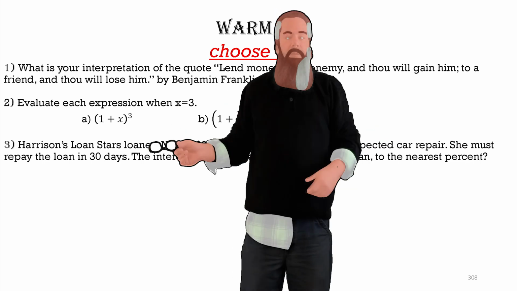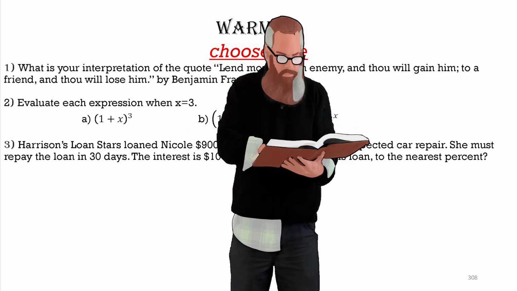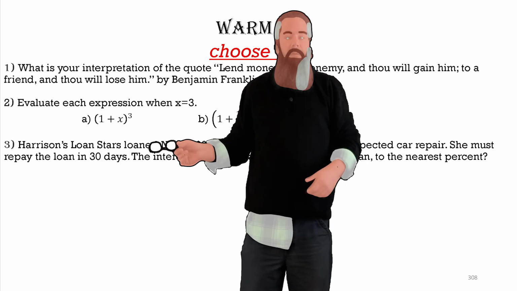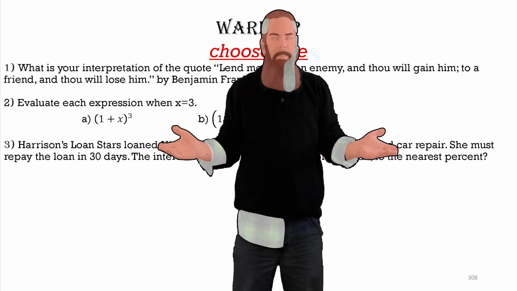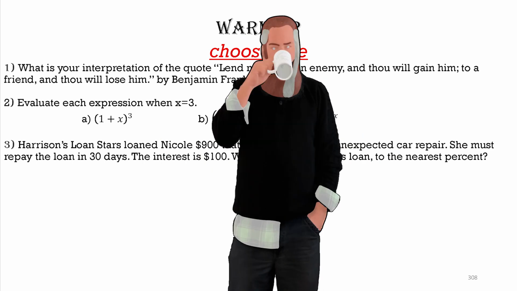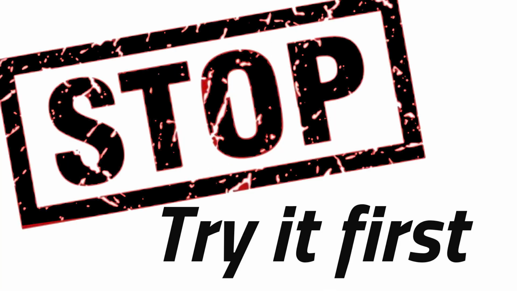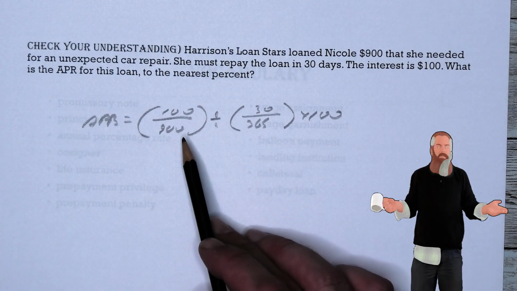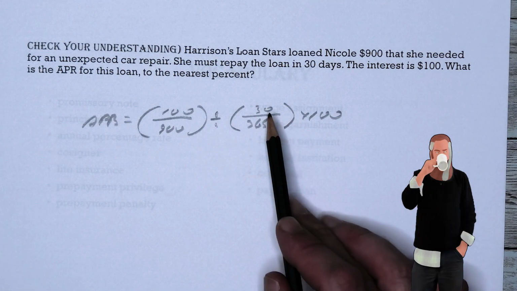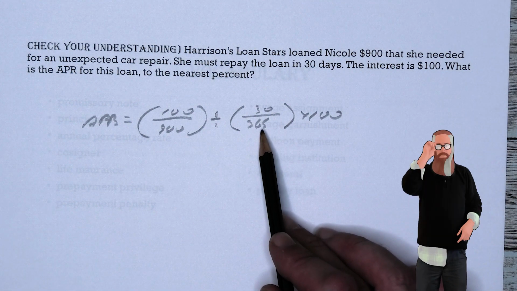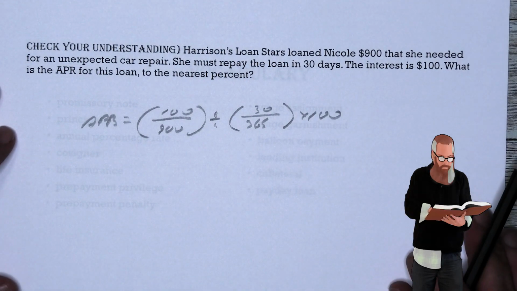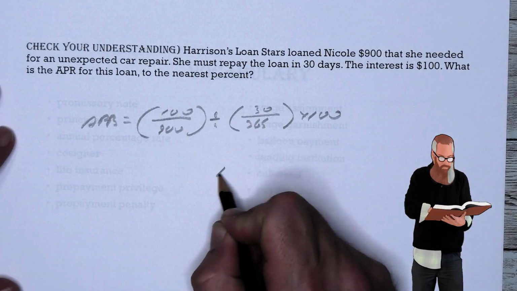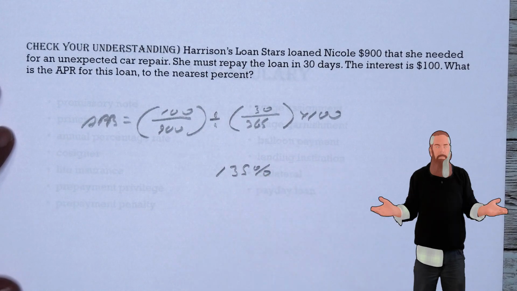Now let's take a look at a problem that you will be able to do by the end of this lesson. Harrison's Loan Stars loaned Nicole $900 that she needs for an unexpected car repair. She must repay the loan within 30 days. The interest is $100. What is the APR for the loan to the nearest percent? So we fill in our values. She will be paying back an additional $100 for the $900 that she borrowed. It will be borrowed for 300 days out of 365 in a year and multiplied by 100 to turn it into a percent. This means she will pay a 135% APR.